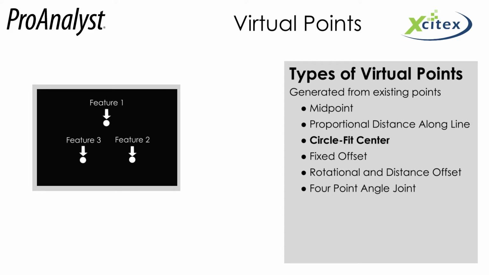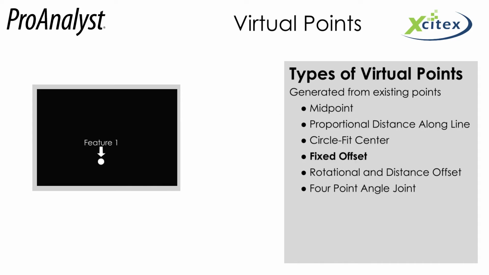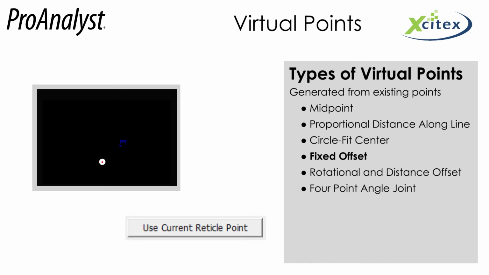Circle fit center. This defines a virtual point as the center of a circle comprised of 3 points. Fixed offset. This defines a virtual point as a fixed value away from another feature by a set x and y value. While these pixel values can be predetermined based on the calibration information, it is more common to simply use the Use Current Reticle Point button to visually select this point.